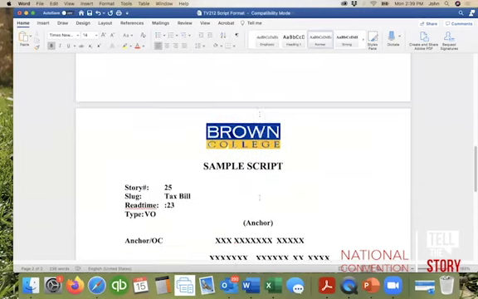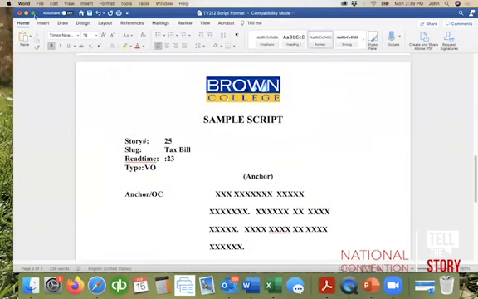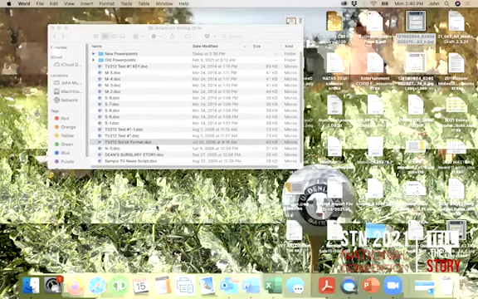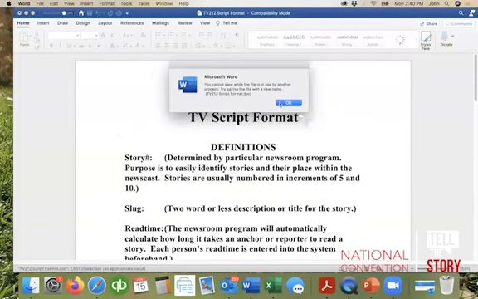So however you want to script things for your technical crew, that's up to you, but you should have a consistent way of doing it.